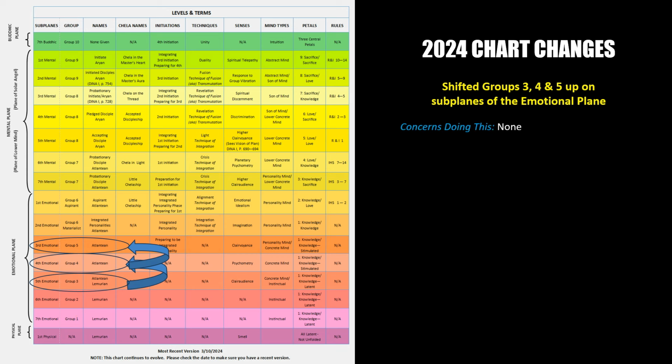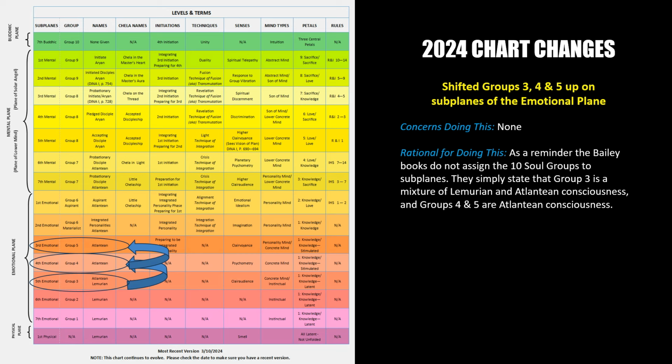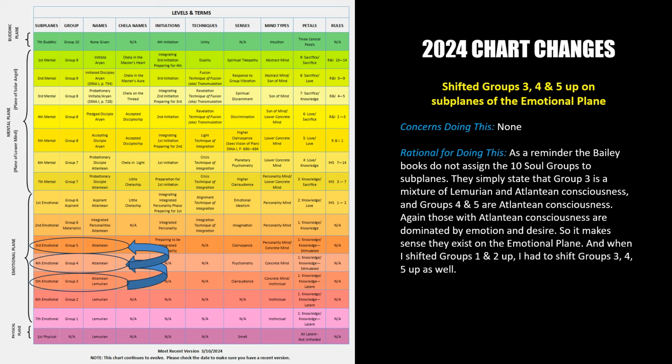That's the difference here. My concerns for doing this? None. My rationale for doing this? As a reminder, the Bailey books do not assign the 10 soul groups to subplanes. They simply state that Group 3 is a mixture of Lemurian and Atlantean consciousness, and Groups 4 and 5 are Atlantean consciousness. And so it just started to make more sense to me to have them shifted up. Again, those with Atlantean consciousness are dominated by emotion and desire. So it makes sense that they all exist on the emotional plane. And when I shifted Groups 1 and 2 up, I had to shift Groups 3, 4, and 5 up as well.